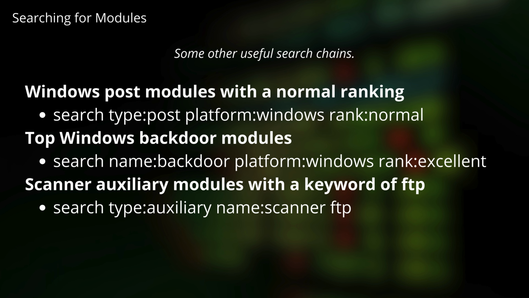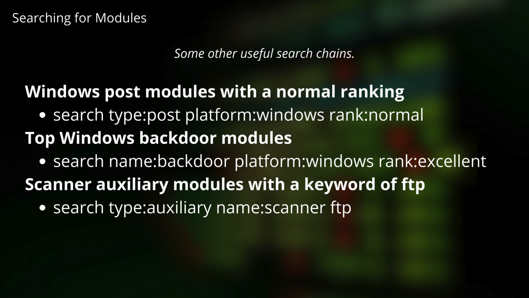Search chain second. Identifying top Windows backdoor modules. If your goal is to establish a persistent backdoor on a Windows system, you can use this search chain. Just type in terminal: search name:backdoor platform:windows rank:excellent. This search will display top-rated Windows backdoor modules. These modules are designed to maintain covert access to the system, often by hiding in legitimate processes or services.